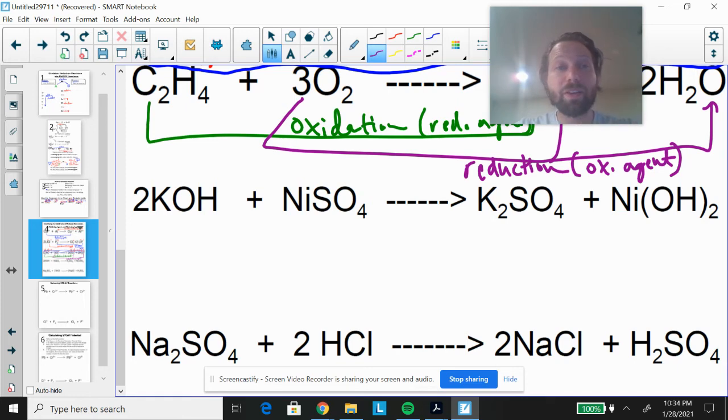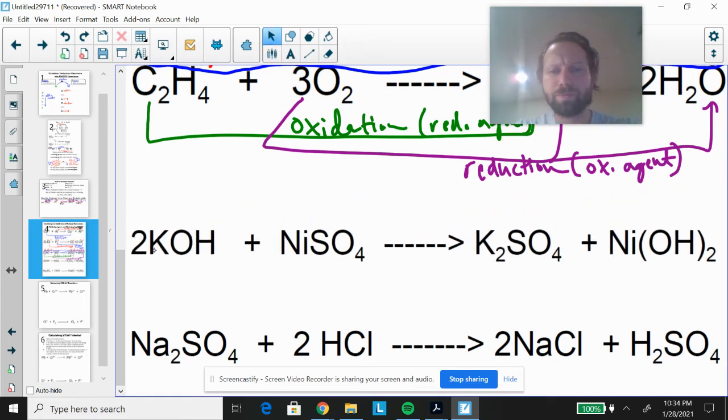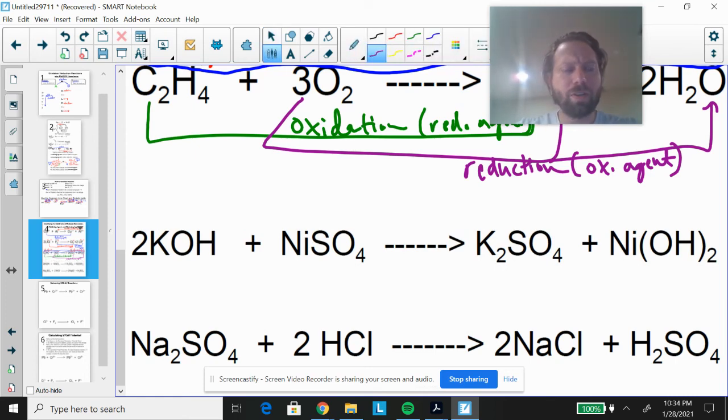Next, let's take a look at this one. I'm going to go a little bit faster on this one, but I'll explain what I'm doing. Potassium is a +1, and then this is a polyatomic ion, oxygen and hydrogen. I know that because if you look at your common ions chart, you'll see hydroxide, oxygen and hydrogen. That's a -1.